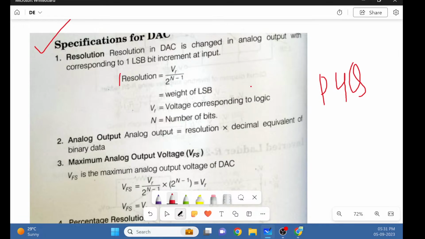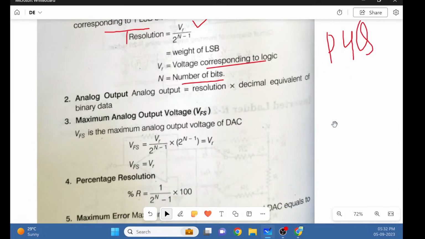The very first one is the resolution in a DAC. Resolution in a DAC is the change in analog output corresponding to the first LSB, least significant bit, increment at the input. So V resolution is given as VR divided by 2 raised to n minus 1, where VR is the voltage corresponding to the logic and n is the number of bits.